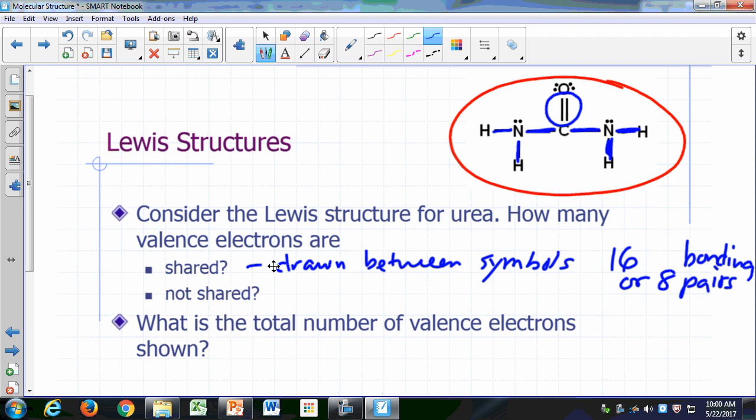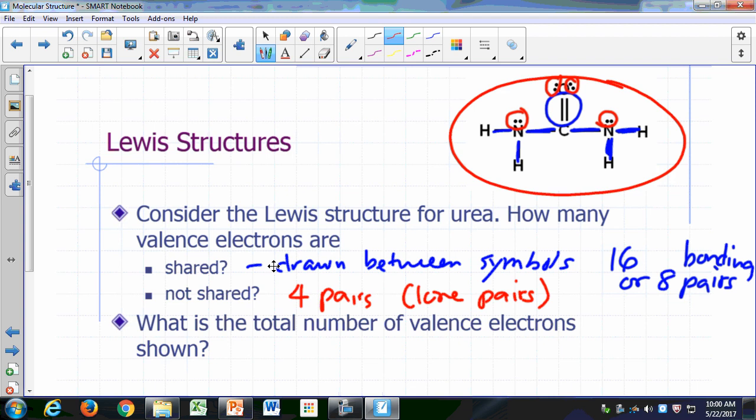How many are not shared? Those are the ones that are not drawn between symbols. So the only remaining valence electrons that are shown here are these. This pair of dots, this pair of dots, this pair of dots, and that pair of dots. So that's 4 pairs. Those are called lone pairs. They are not bonding pairs.